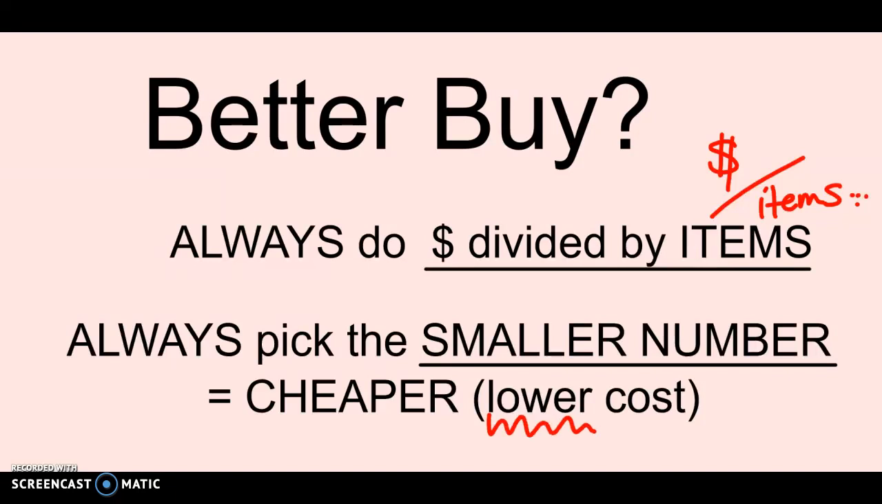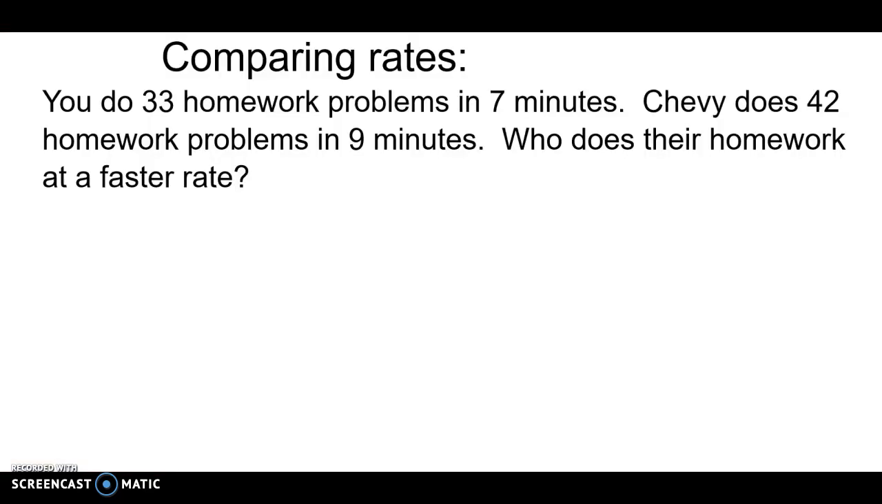People get confused and they go too quickly and they think the bigger number is better. Well, it's not better if you're paying more. So pick the smaller number. That means it's going to be cheaper as long as you set it up with money on top. Okay, so maybe not money problems, but we still need to just be able to compare rates in general. All sorts of rates. We need to be able to compare and pick which one is better.